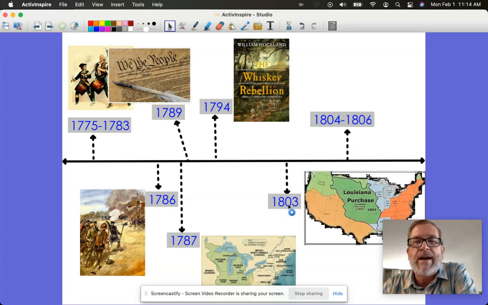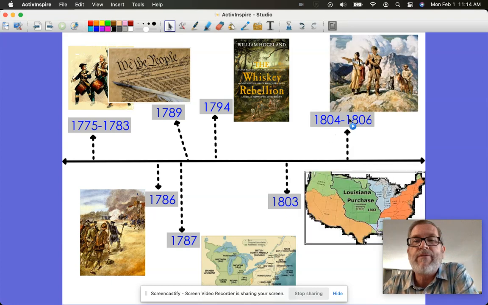Then we have the Louisiana Purchase, right? Over 500 million acres of land bought for 15 million bucks. Some of you may have heard me say 3 million. That was wrong. It's a $15 million purchase, which doubles the size of the United States. You can see we add all this land to our area of influence now, our sphere of influence. We like to use that term.